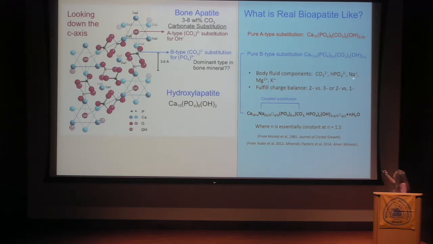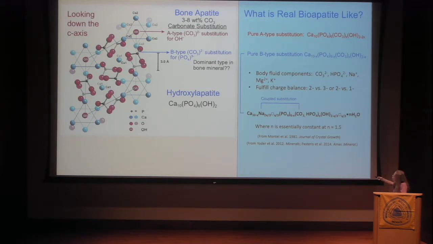Hydrogen phosphate, sodium, magnesium, and potassium ions. And it's a good thing they're there, frankly, because we have to fulfill charge balance here. And some of you may have noticed we didn't do that very well up here. We have a 2- substituting for a 1-, but that actually can be handled very easily. Then we have a 2- substituting for a 3-, and that gets to be a little bit more difficult.